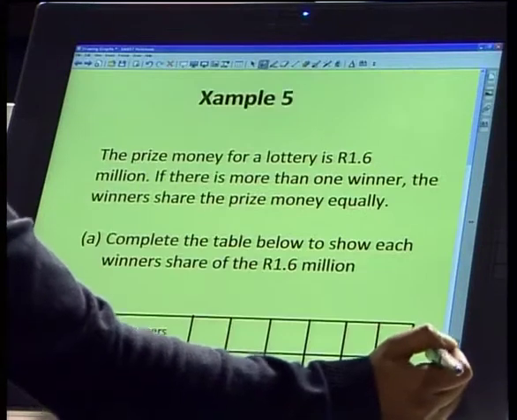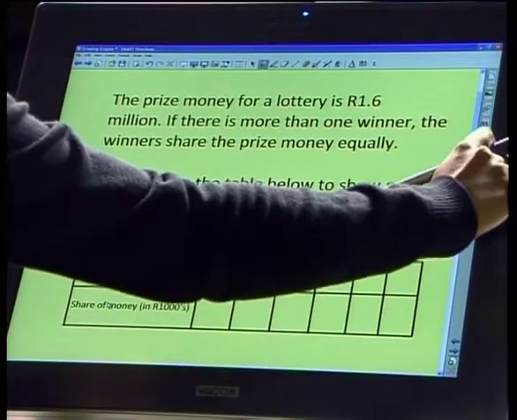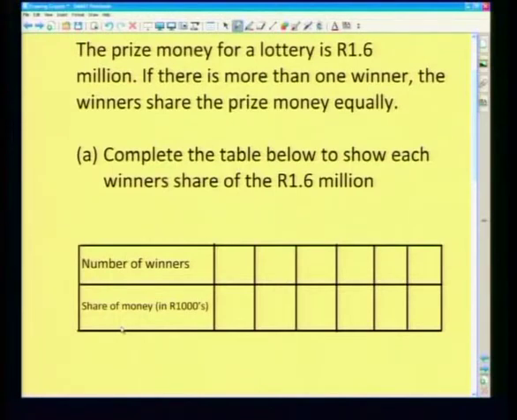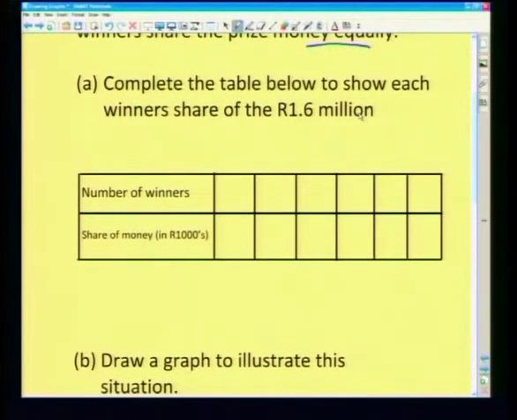The first example we are going to look at is a typical inversely proportional example. Here we are told in example 5, the prize money for a lottery is 1.6 million rand. If there is more than one winner, the winners will have to share the prize money equally. In practice, this is really what happens. As the number of winners increases, everyone's share decreases.